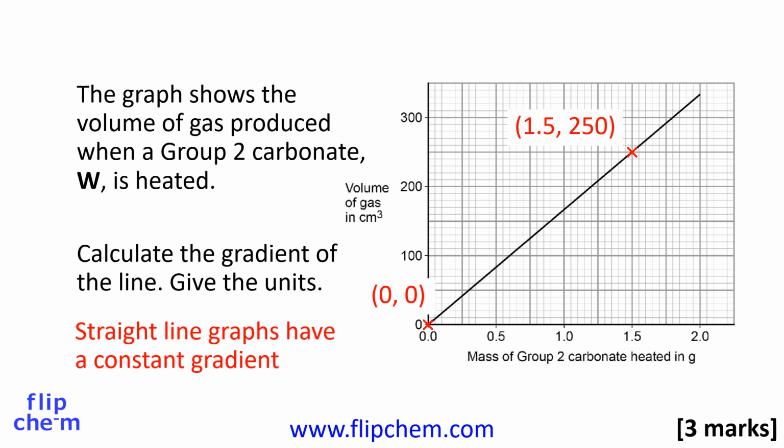The gradient of a straight line graph is constant. No matter which 2 points you choose, the gradient that you calculate will be the same. However, it's a good idea to use a right-angled triangle that is large enough for you to be able to read the coordinates clearly.